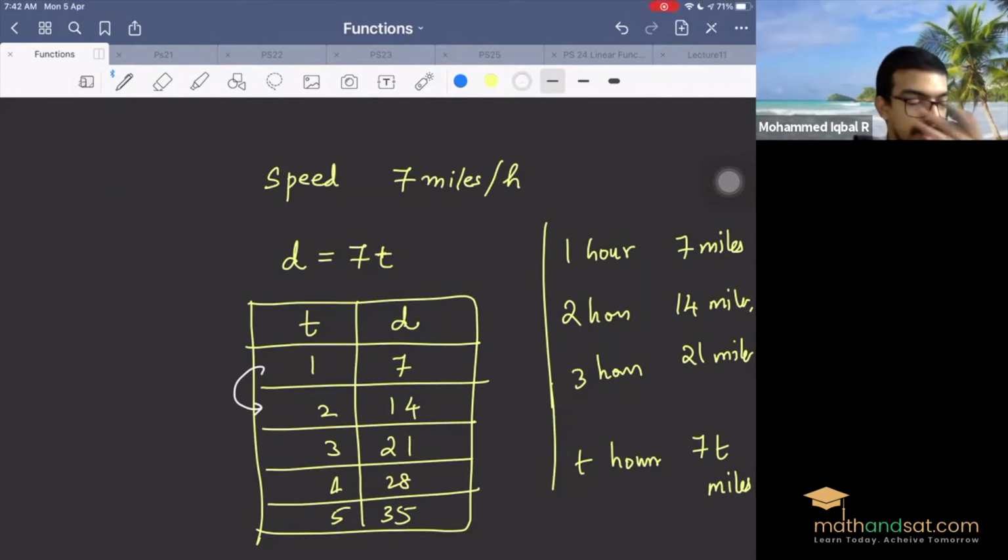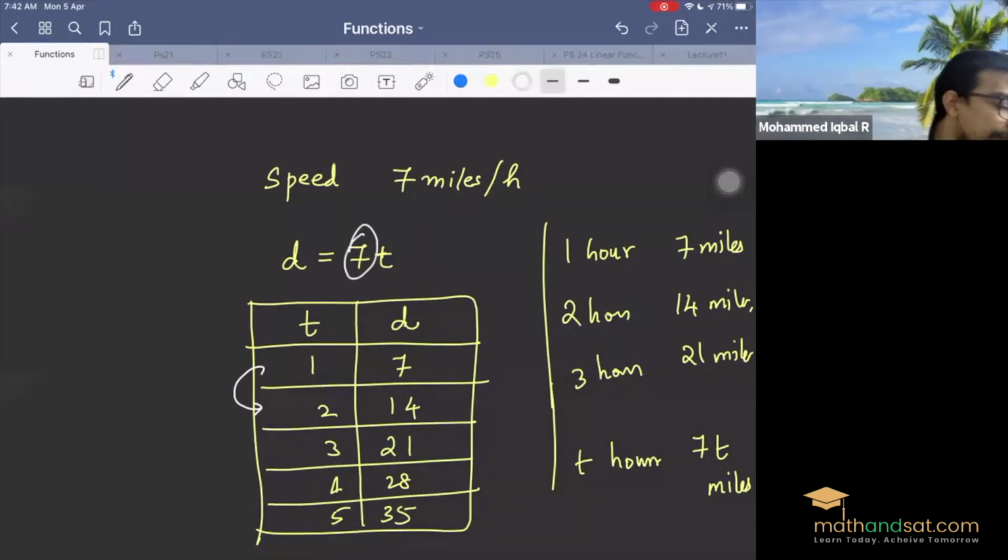So this is a very simple physical scenario. There is no constant term here, no y-intercept. It's just the number 7. But the significance of the number 7 is that it represents the speed. In other words, it represents the rate at which your output, the distance, changes with respect to the input. Is that clear?